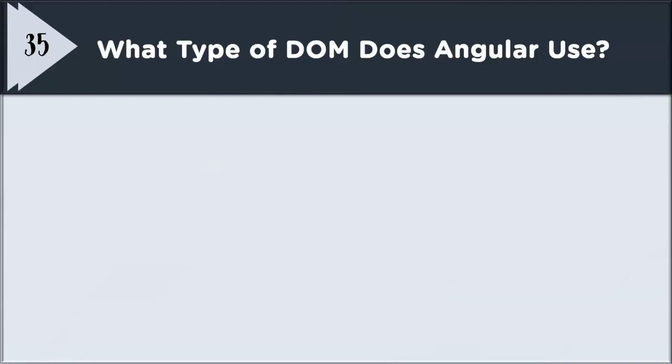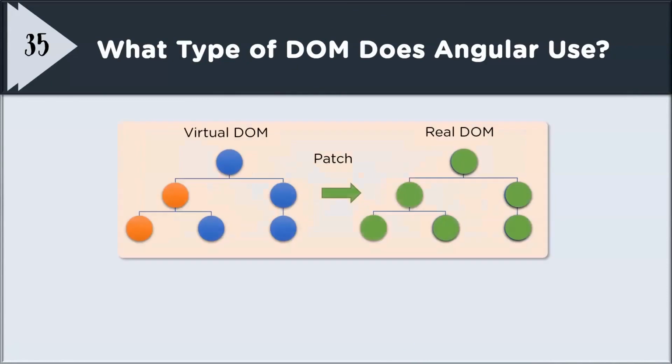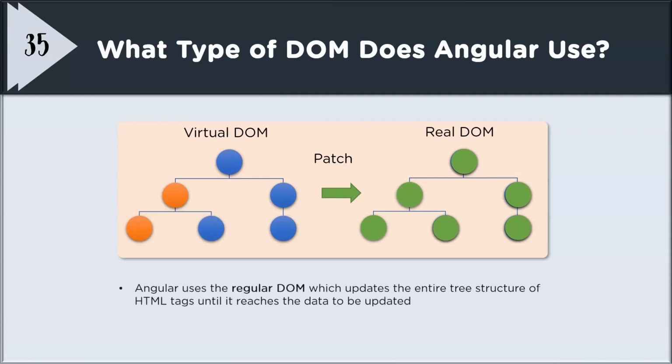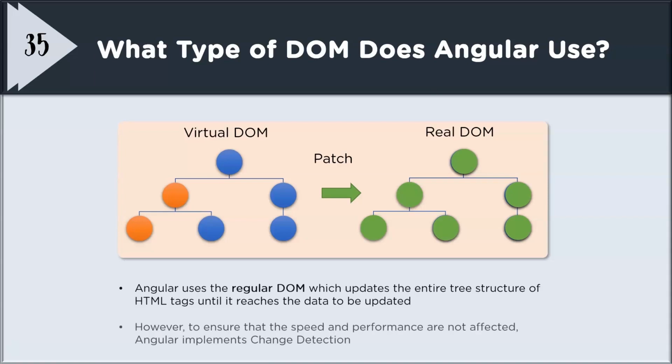Next up, what type of DOM does Angular implement? DOM, or Document Object Model, treats an XML or HTML document as a tree structure in which each node is an object representing a part of the document. Now, Angular uses the regular DOM. This updates the entire tree structure of HTML tags until it reaches the data that has to be updated. Now, to ensure that the speed and performance are not affected, Angular implements something called change detection.